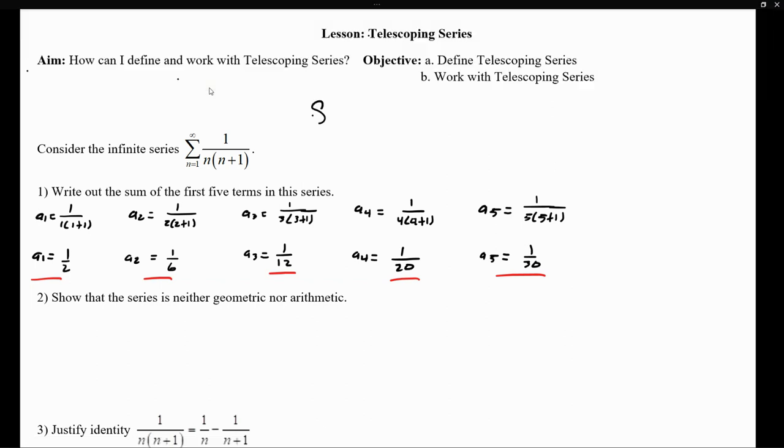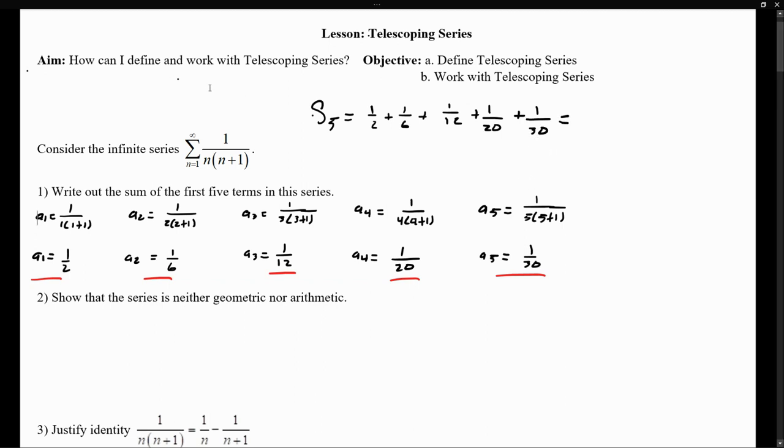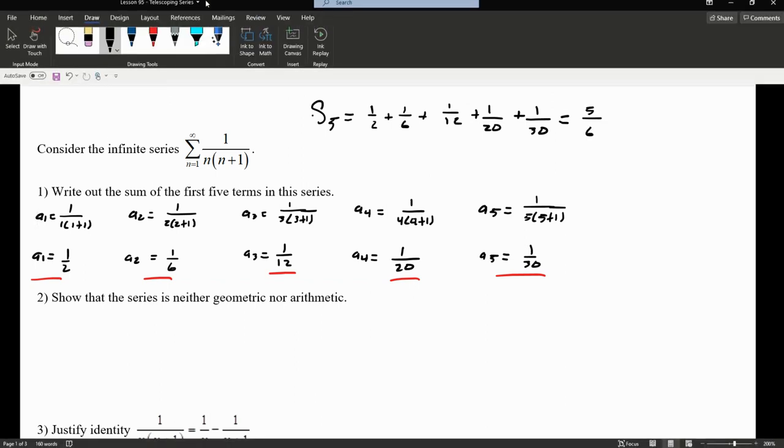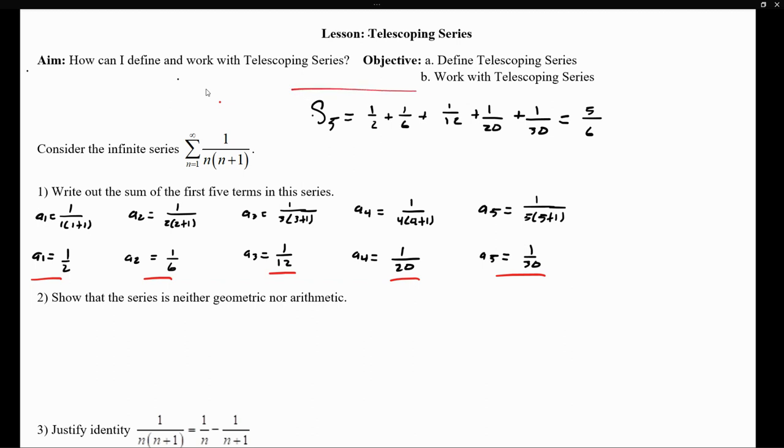So if I pretty much get the partial sum, well, yes, it is a fifth partial sum, which states that if I add up the first 5 terms in the series, this is going to be equivalent to 5/6. So if we add the first 5 terms in the sequence, we get the fifth partial sum. That's going to be equivalent to just 5/6.